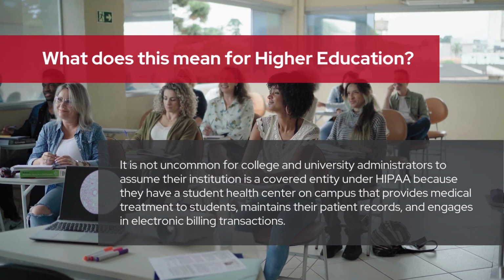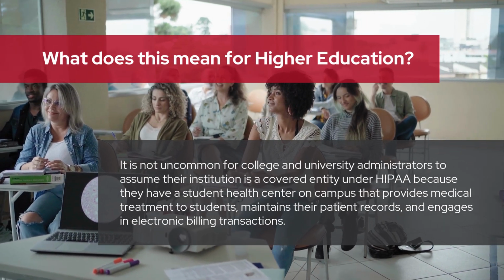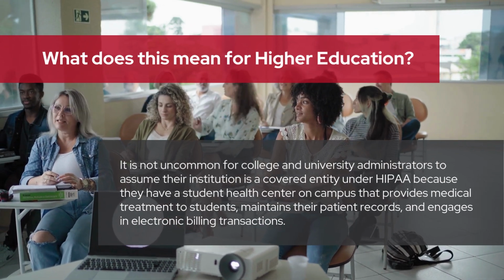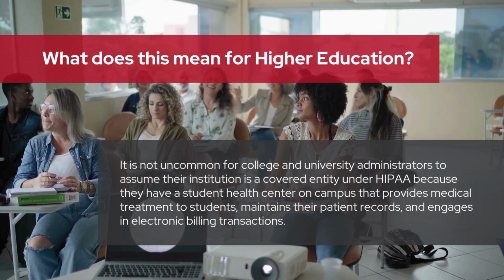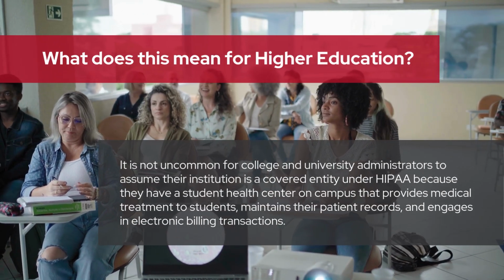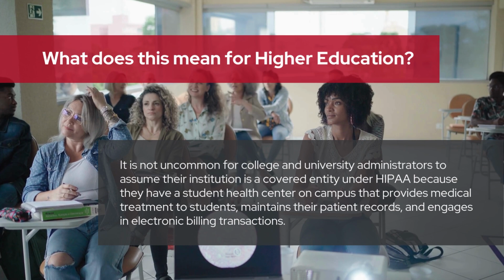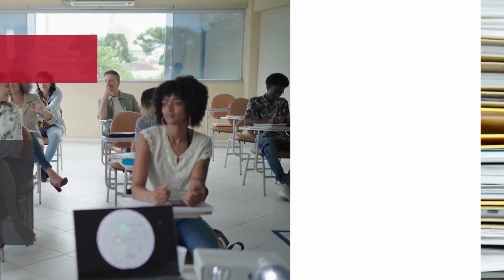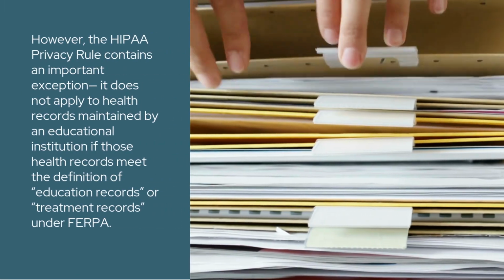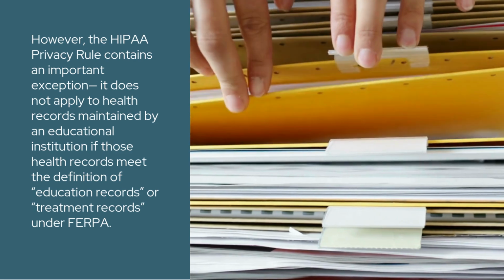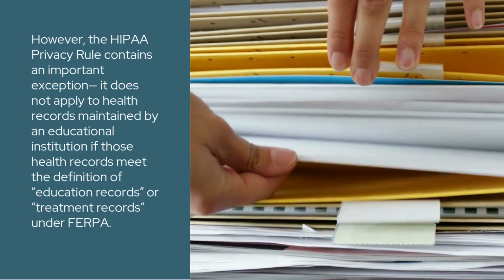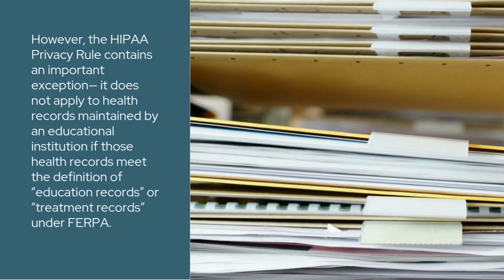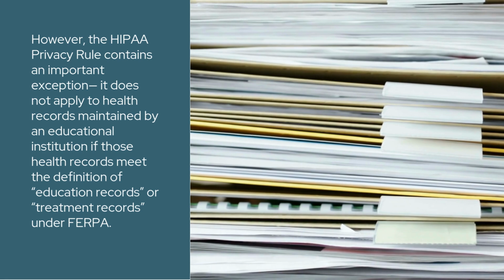What does this mean for higher education? It is not uncommon for college and university administrators to assume their institution is a covered entity under HIPAA because they have a student health center on campus that provides medical treatment to students, maintains their patient records, and engages in electronic billing transactions. However, the HIPAA Privacy Rule contains an important exception. It does not apply to health records maintained by an educational institution if those health records meet the definition of education records or treatment records under FERPA.